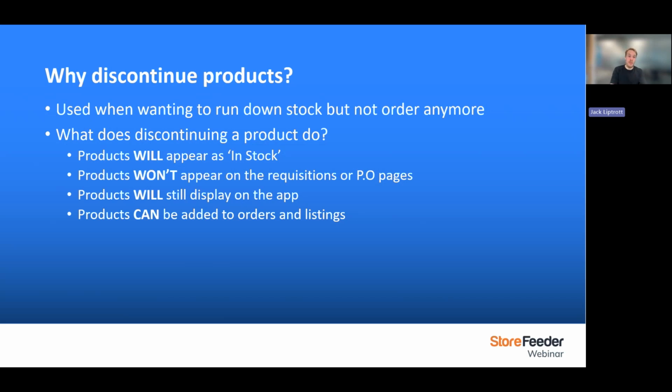So the products will still appear in stock, and the listing will be active. Products won't appear on the requisition page or purchase order page, so you can't create a purchase order for them to bring more in. They will show on the app, so they can be picked and processed, and they can be added to manual orders, for example, if they come in. And if you do want to create a new listing with the discontinued products, you can.